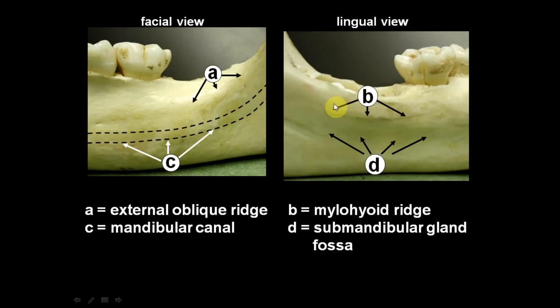As previously mentioned in the previous slide, here in the lingual view, you see this elevation or projection slightly below the alveolar ridge, which is your mylohyoid ridge. Then inferior to this mylohyoid ridge, you have this depression, which is called the submandibular gland fossa.